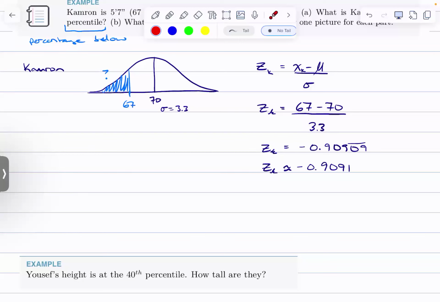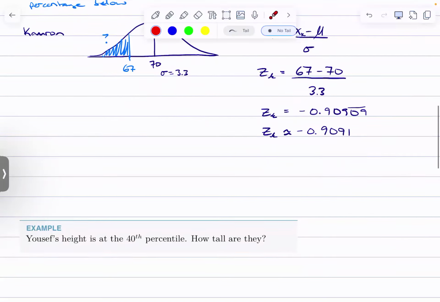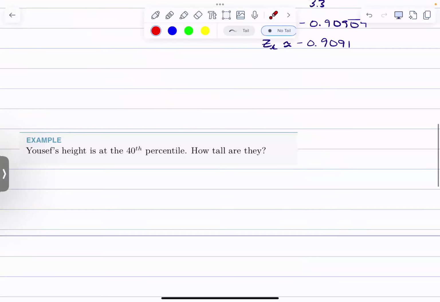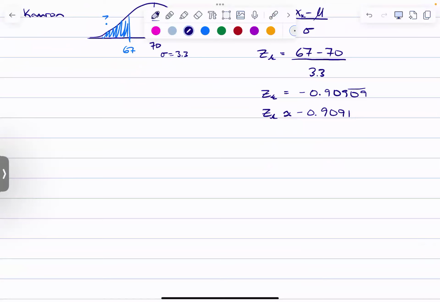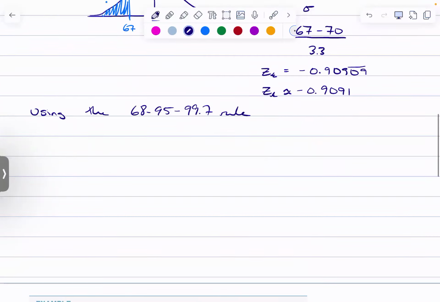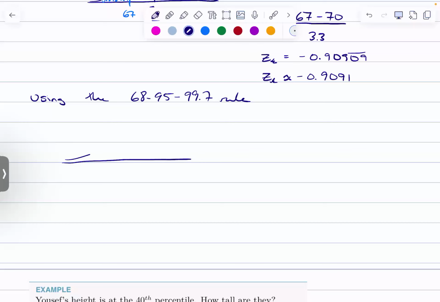Let's use the 68-95-99.7 rule just to solidify that a little bit. Using the 68-95-99.7 rule, we can draw this out. Now we can talk about Z.